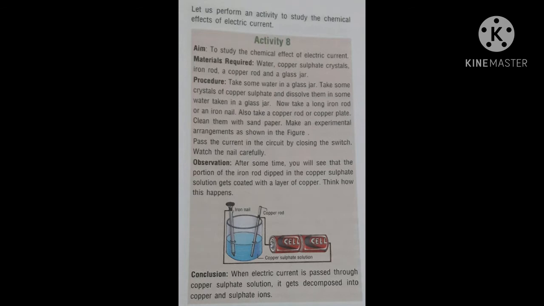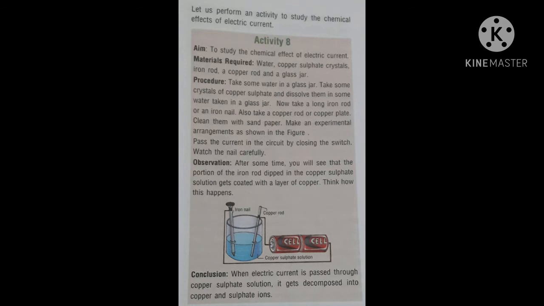Now pass the current in the circuit by closing the switch and watch the nail carefully. After some time, we will see that the portion of the iron rod dipped in the copper sulfate solution gets coated with a layer of copper. And why does this happen?